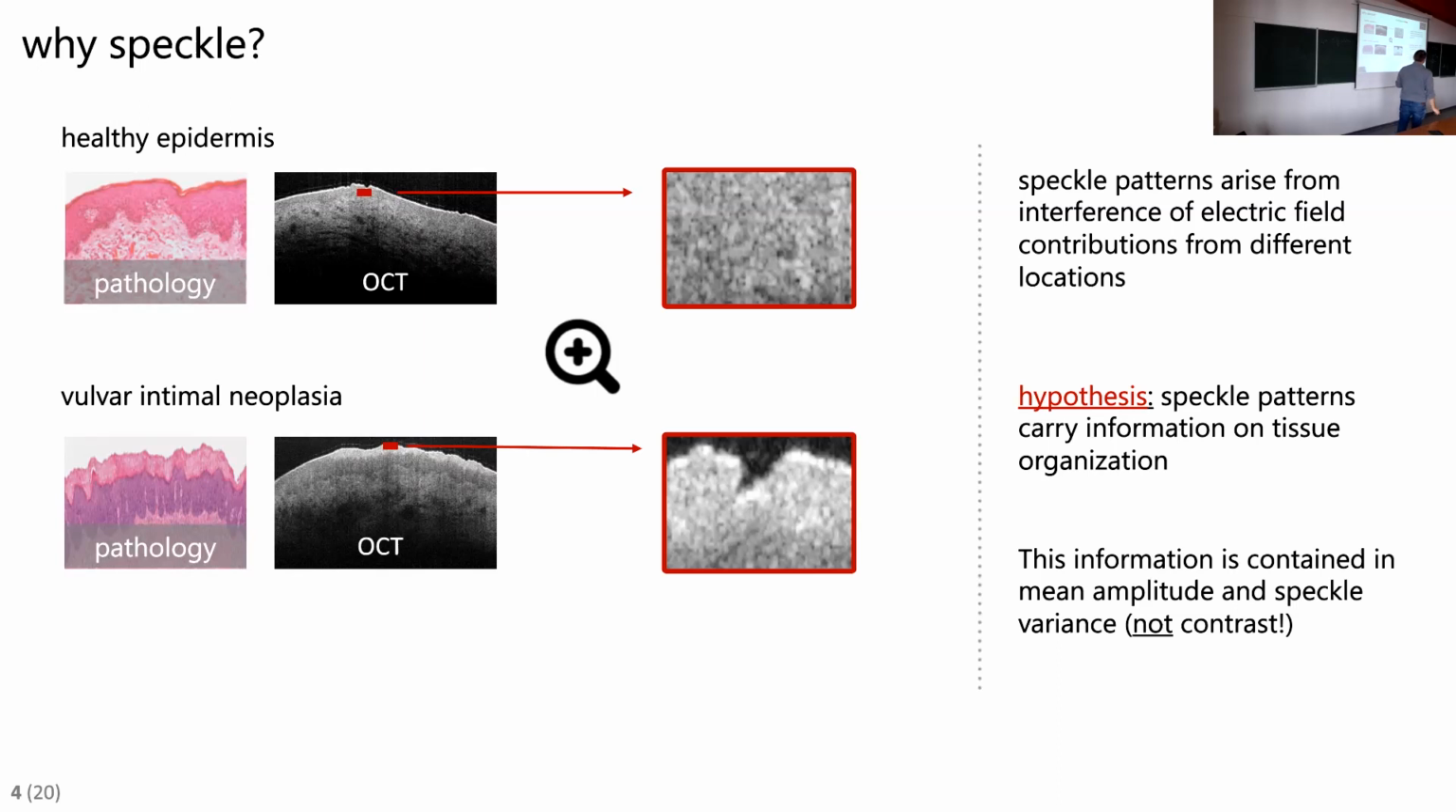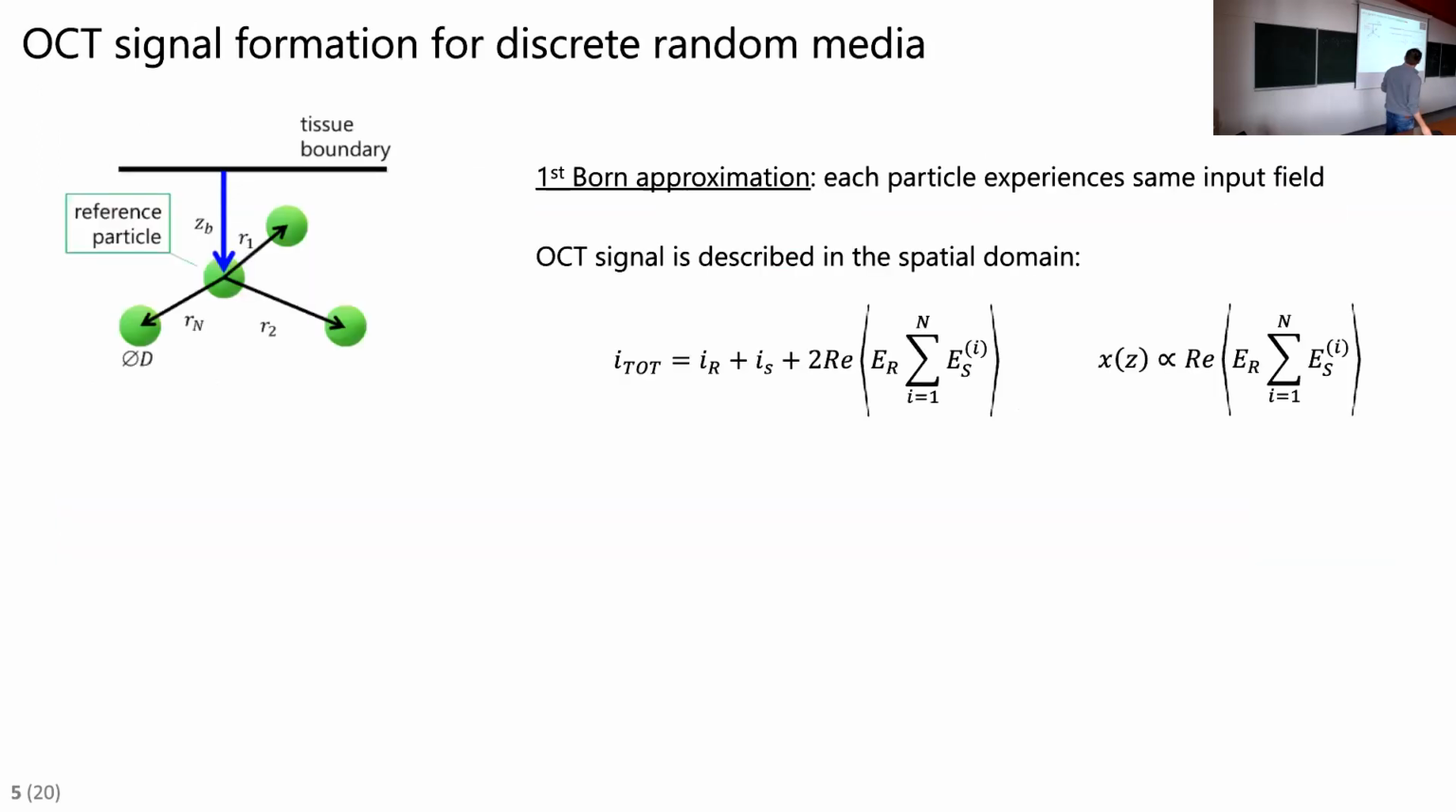What we'll see is that the information is contained in the mean amplitude and the variance of the amplitude, not in the contrast. If you look at these two images, the contrast looks more or less the same. That contains no information. You can look at the mean intensity and the variance of this intensity. How do we model this?